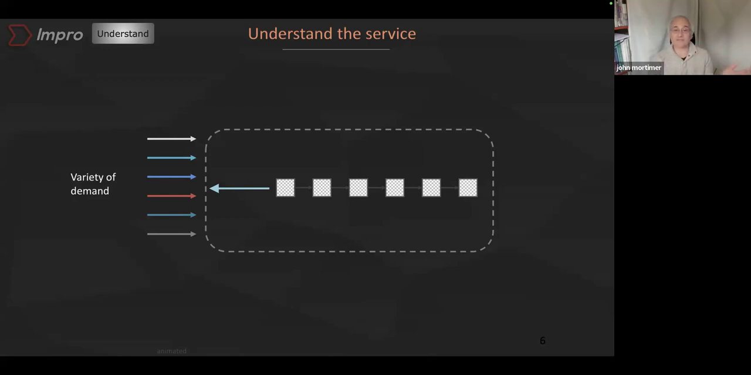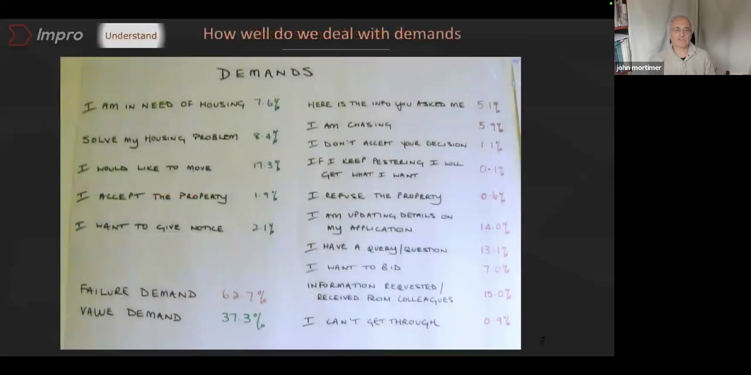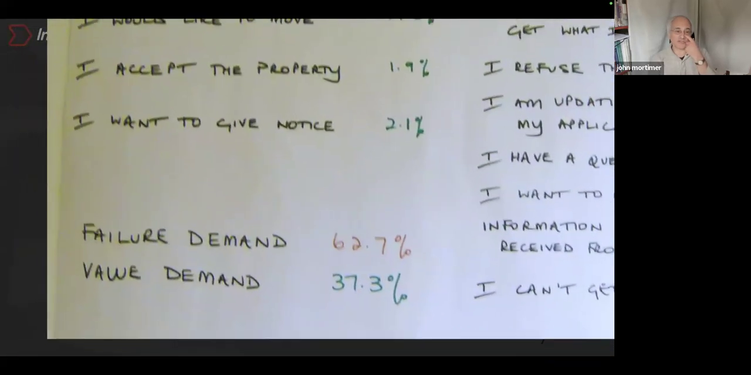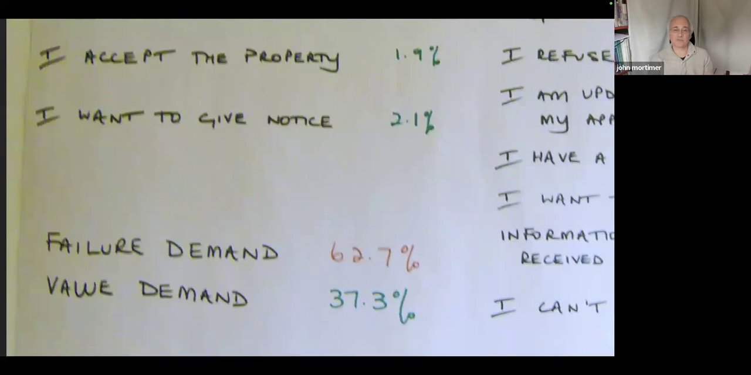I had no idea about this process before. I'd hardly ever come across it before. So we do a value and failure demand analysis, and some of you may well be familiar with that, and I'm not going to go into the detail of that right now, except the fact that what was really interesting is that the value demand, which is the demand that we wanted, was 37%. The demand that the system has caused is actually 63%.